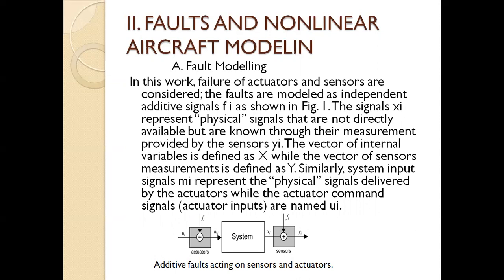The signals excite physical signals that are not directly available but are known through their measurements provided by the sensors. The vector of internal variables is defined as x, while the vector of sensor measurements is defined as y. Similarly, the system input signals, M, represent the physical signals delivered by the actuators, while the actuator command signals are named U. Additive faults act on sensors and actuators.